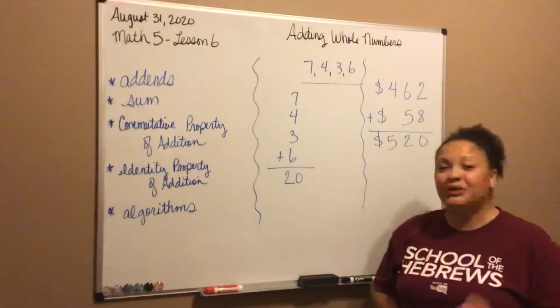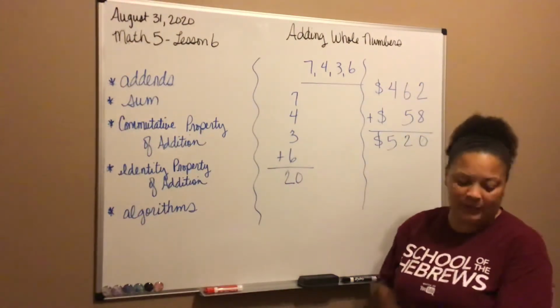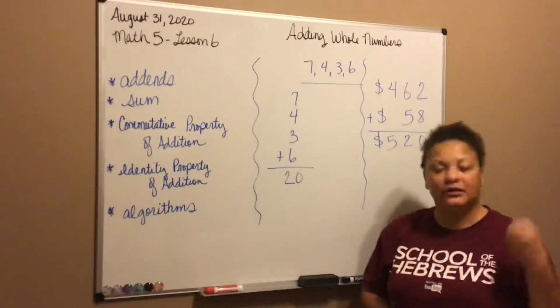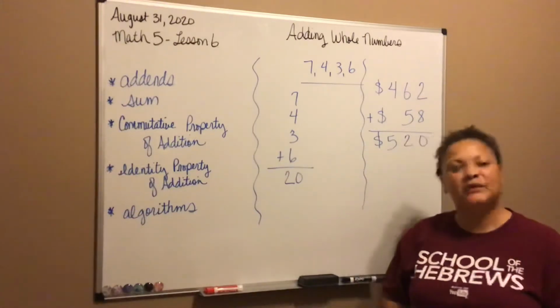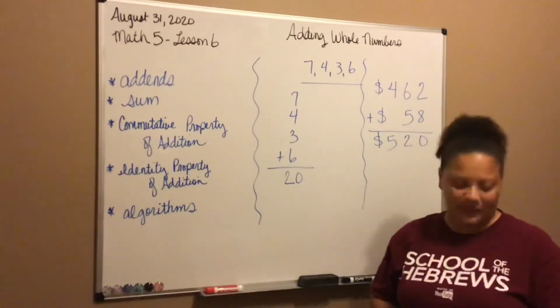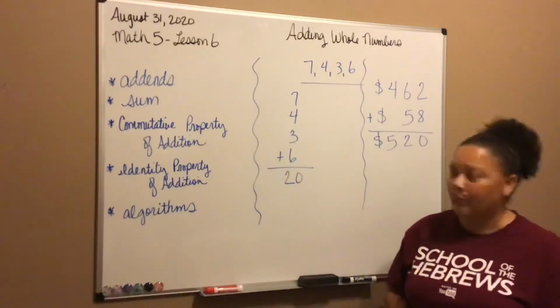Today we're working on lesson 6, so we'll be talking about adding whole numbers today. All right, so remember, I do want you to do the mental math portion mentally in your mind. Do your calculations, write it down on a piece of paper, go back and double check it with a calculator so that you can make sure that you're on point.